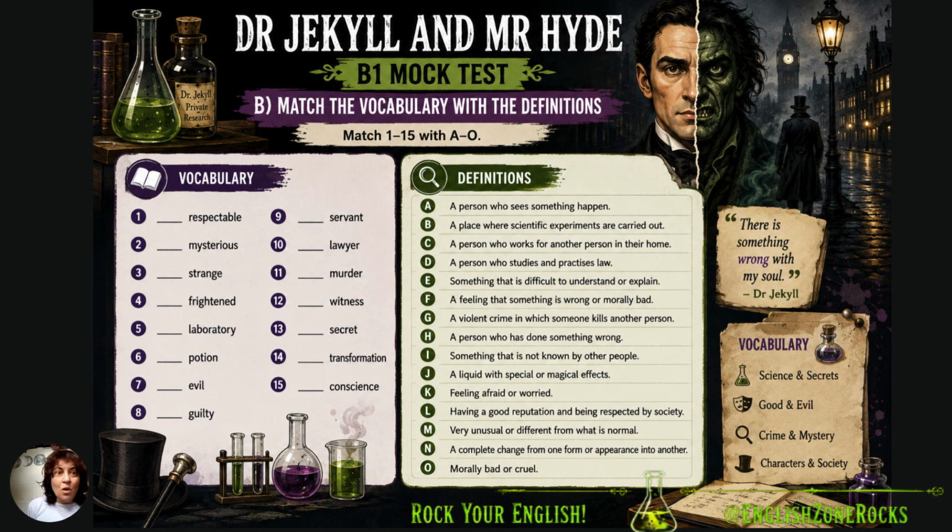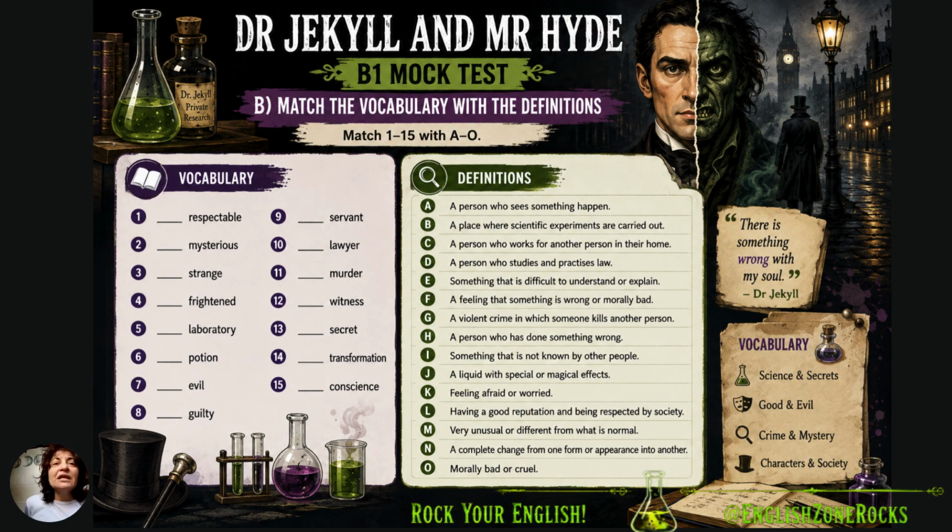feeling that something is wrong or morally bad, a violent crime in which someone kills another person, a person who has done something wrong, something that is not known by other people, a liquid with special or magical effects, feeling afraid or worried, having a good reputation and being respected by society, very unusual or different from what is normal, a complete change from one form or appearance into another. Finally, morally bad or cruel.